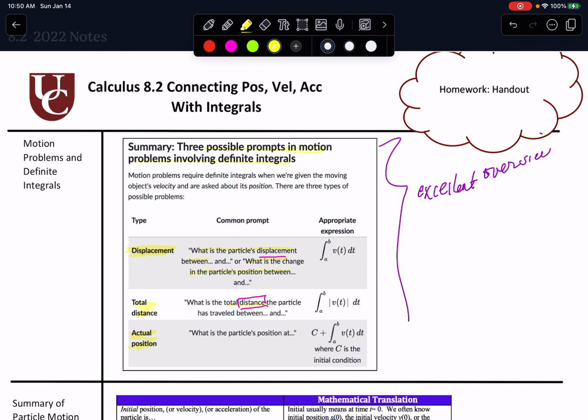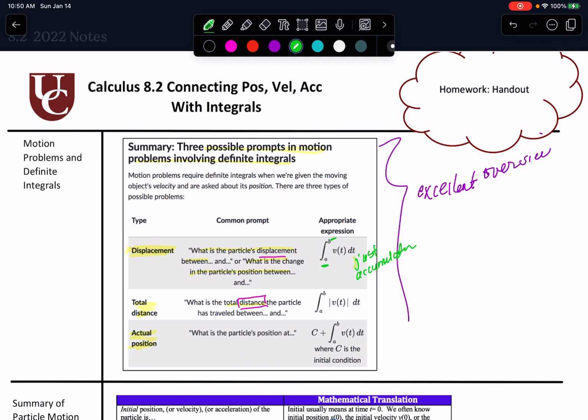So if you want displacement, you start with the integral from a to b of the velocity, dt. This is just accumulation. Okay, what did I do from here to here? That would be the displacement.